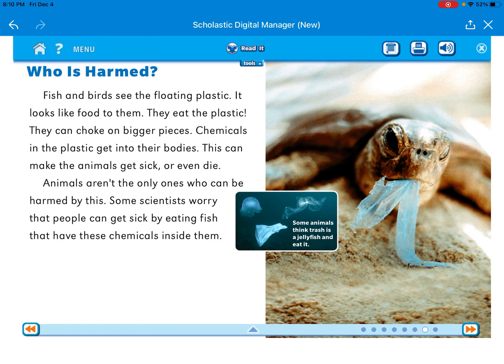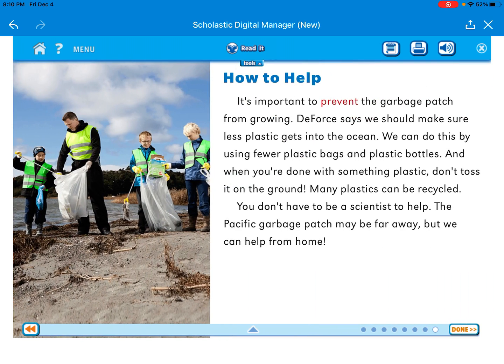As we're coming to the end here, again, you see a heading, who was harmed. It's going to tell us about who gets hurt. We have 2 photographs and again, another caption. Some animals think trash is a jellyfish and eat it. Oh no. In that photograph, they're showing you how the jellyfish looks a lot like the trash.